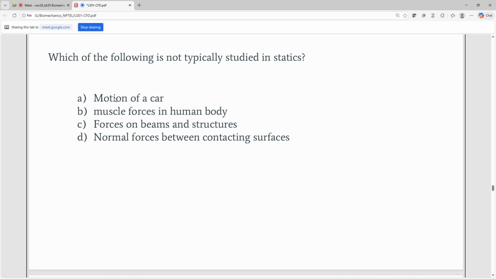Next question. Which of the following is not typically studied in statics? Option A, motion of a car. Option B, muscle forces in human body. Option C, forces on beams and structures. Option D, normal forces between contacting surfaces. So the question is, which among the following is not typically studied in statics?